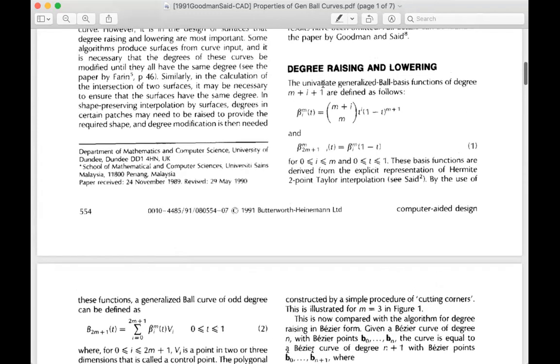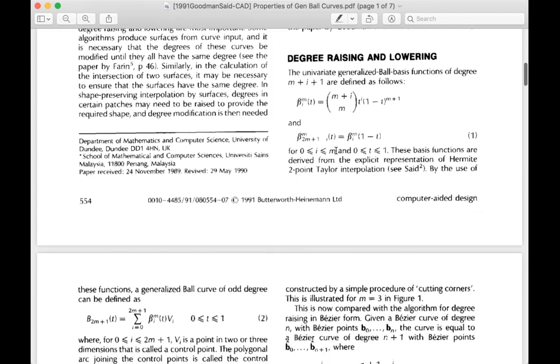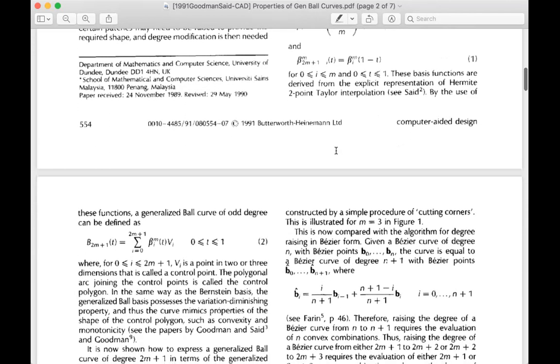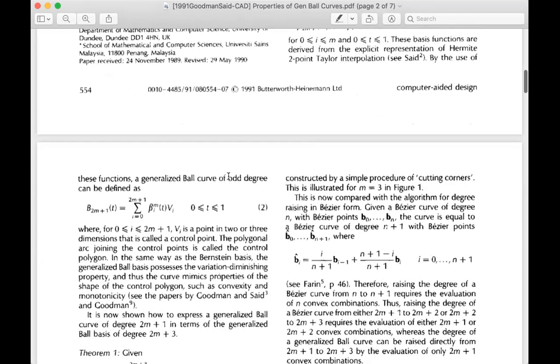Degree elevation. Univariate generalized Ball basis will be like this, right? This is in the form of the odd degree. And you can see, the function is only for odd degree.